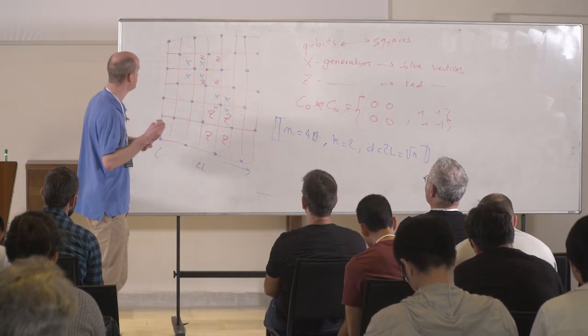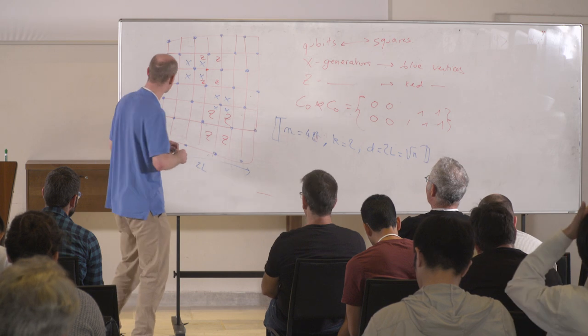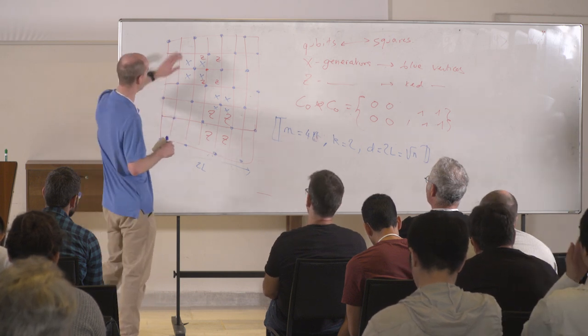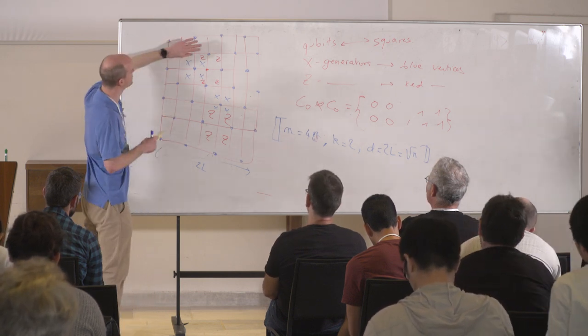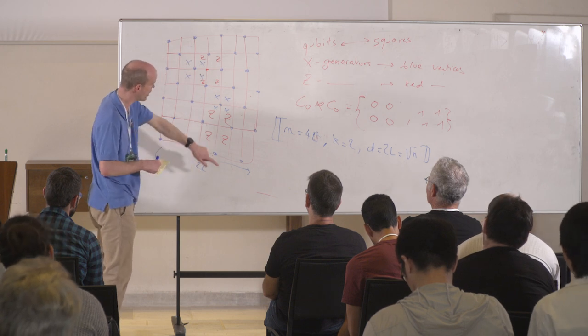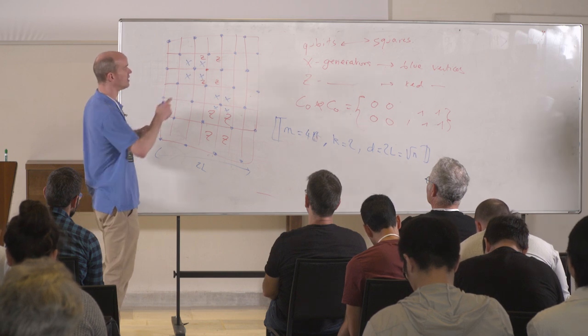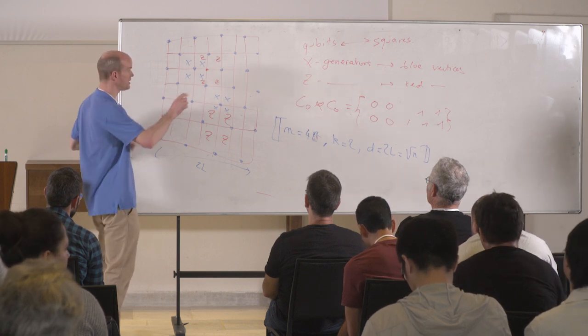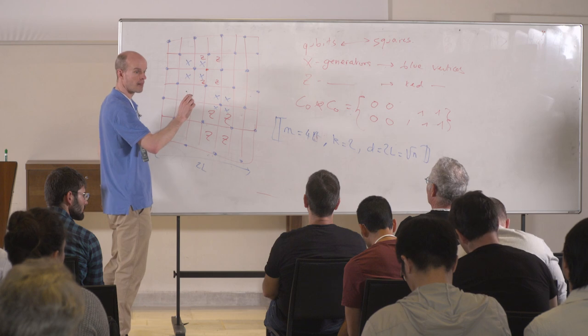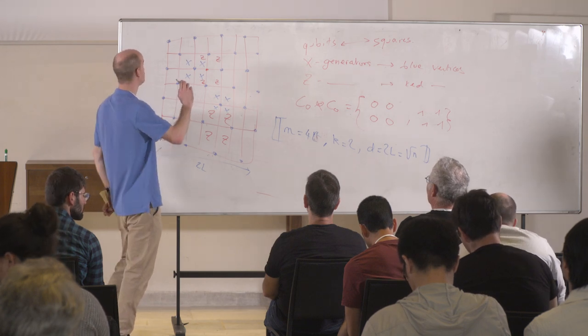It is easy to see. You just need to count how many things there are. So you have n qubits, so you have 2L times 2L qubits, the number of squares. Then you need to count how many generators you have. But this is the computation you showed before.